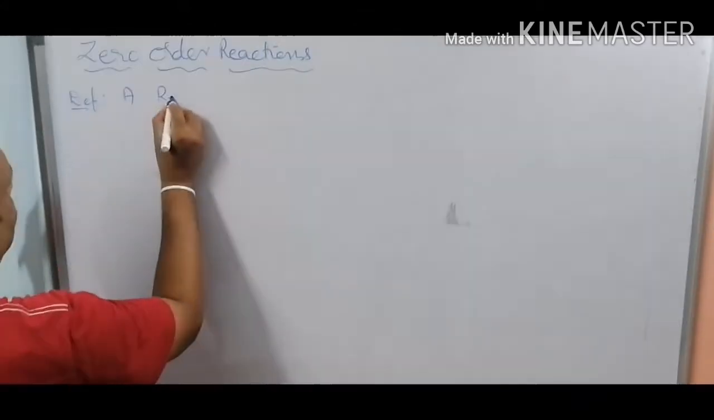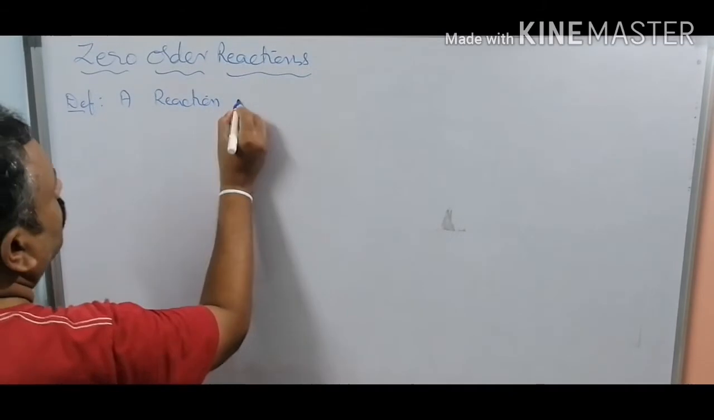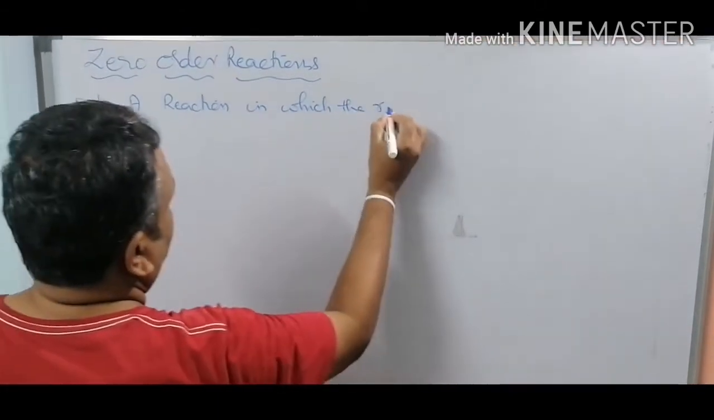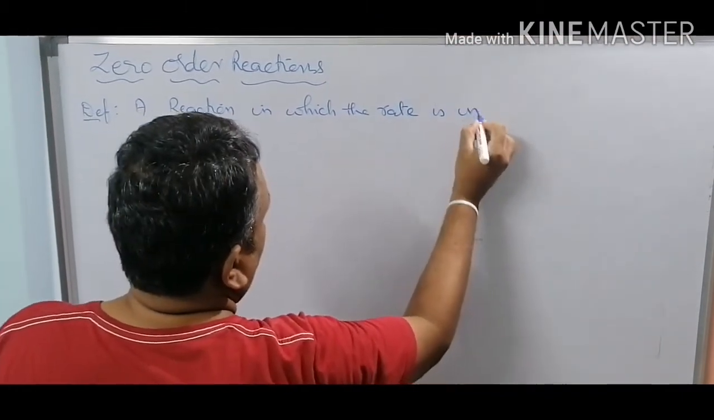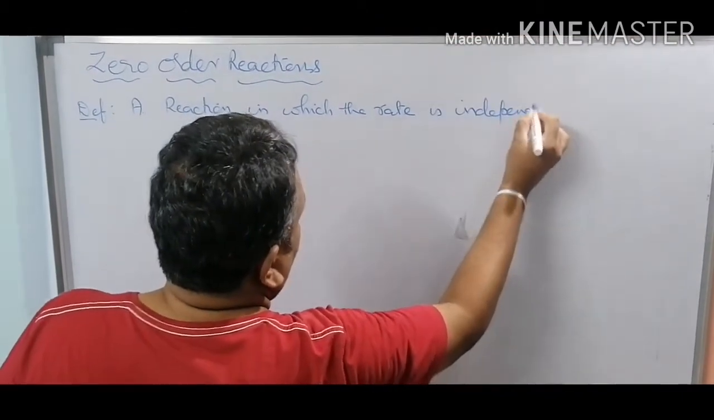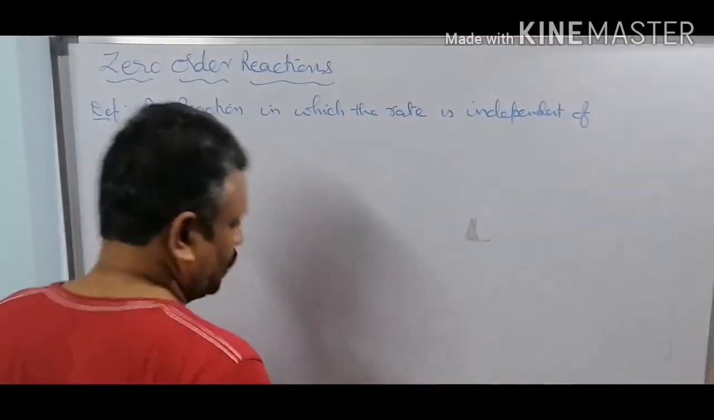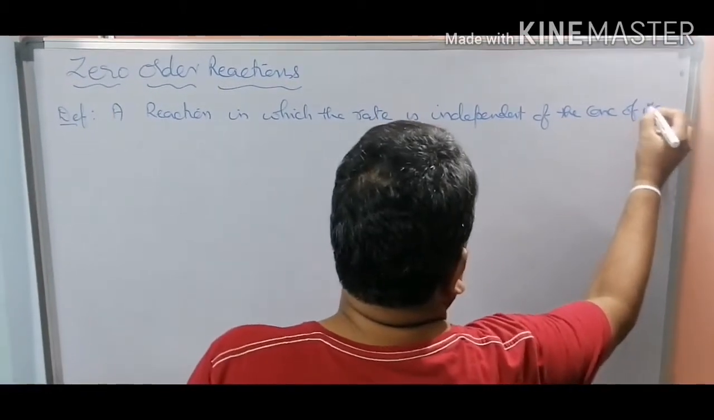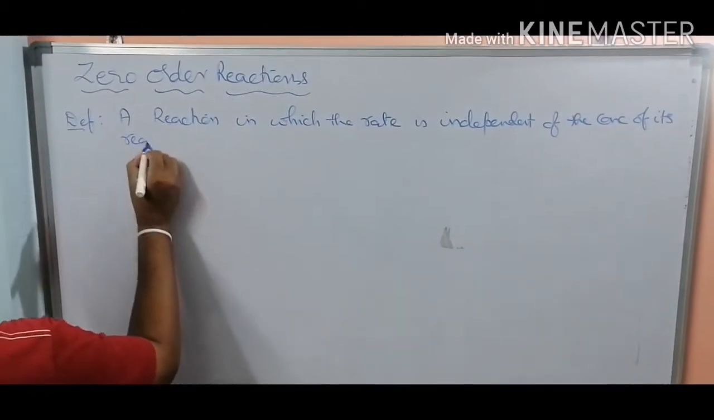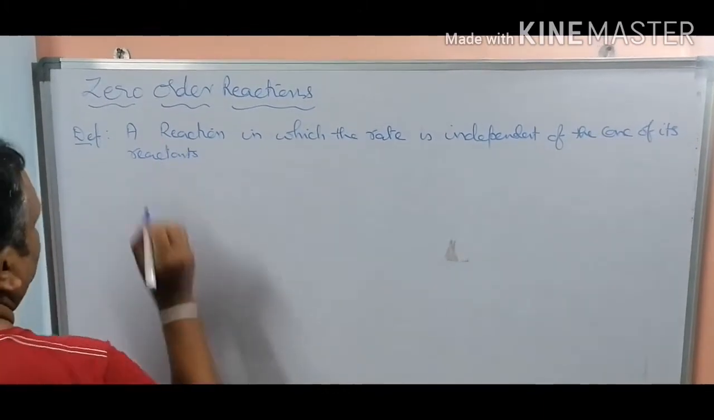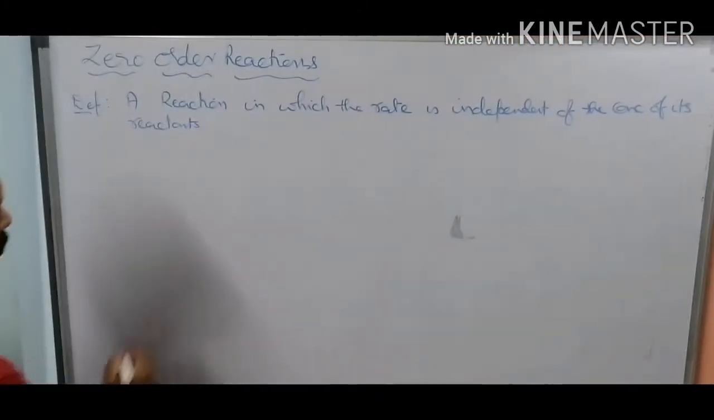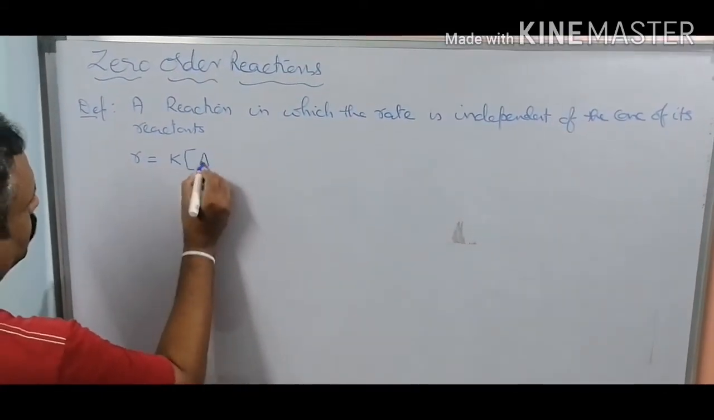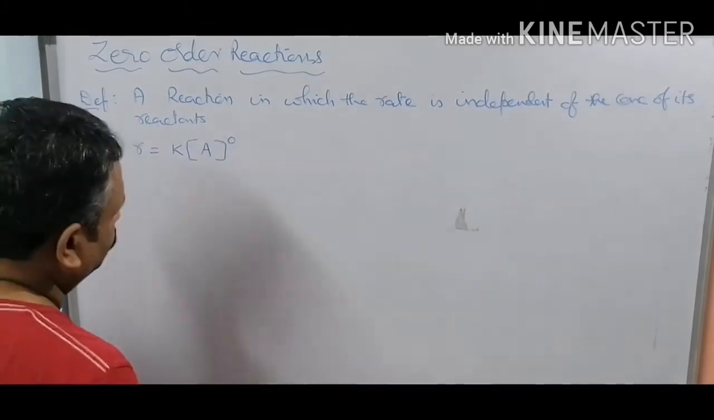A reaction in which the rate is independent of the concentration of its reactants. So writing a mathematical term to that statement, we can write it as R is equal to K into concentration of A to the power of 0.